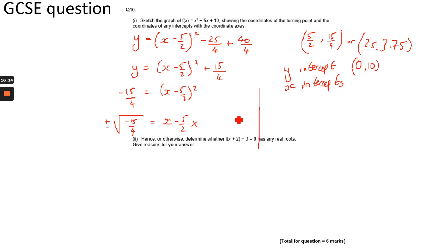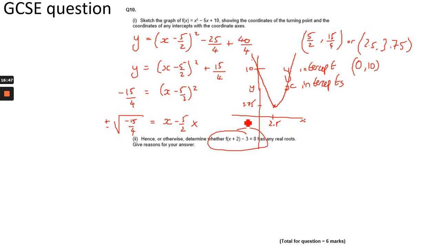And you can see that when you sketch it, because the minimum point is (2.5, 3.75). And you know it crosses the y-axis at the point (0, 10). So when I plot it like this, the graph doesn't actually cross the x-axis, and that's because you can't have a square root of a negative answer. It doesn't work.